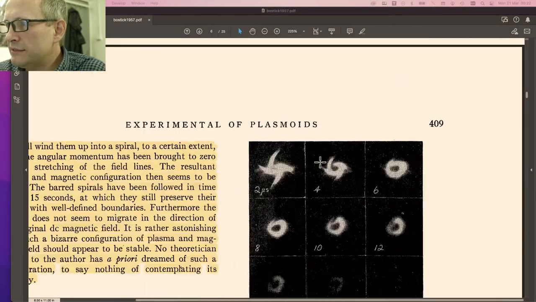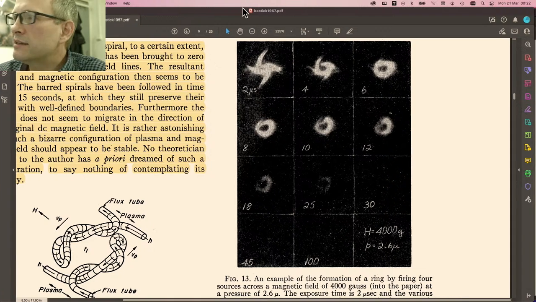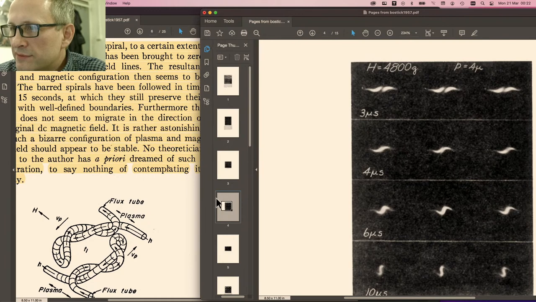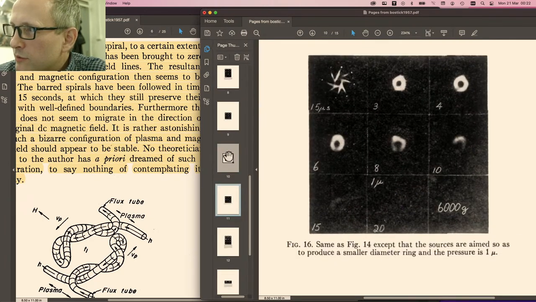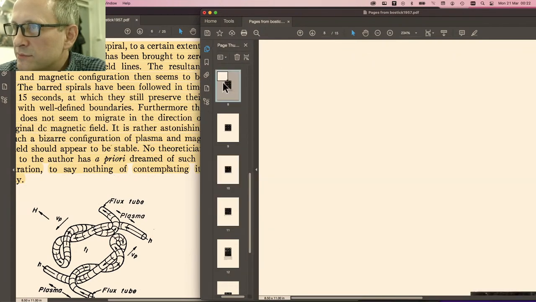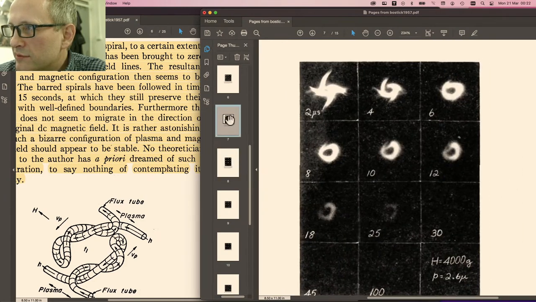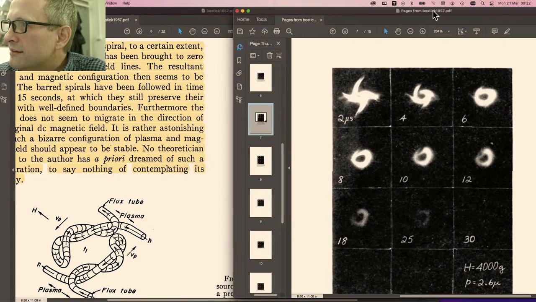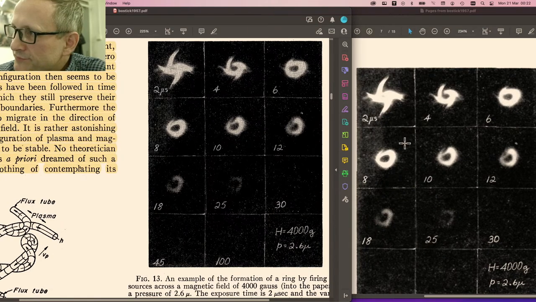Okay, where are we? So you've got the toroids forming here from four injection points. And again, in this presentation, he will have these later on in better quality. That is from 1957. So you can see this from eight injection points. This is from 8 injection points, so that's that one there, but not in that quality. Okay, so you can see here.